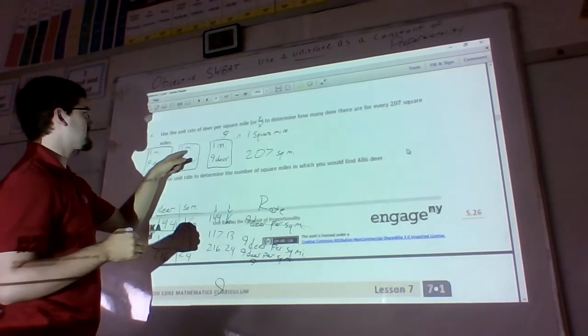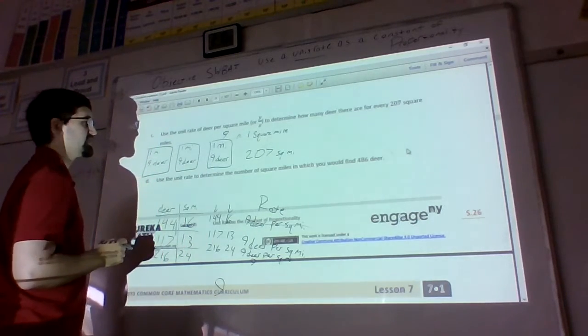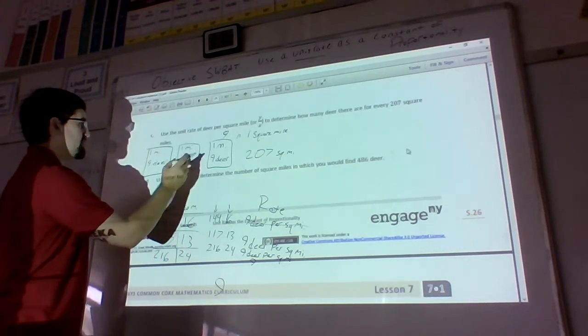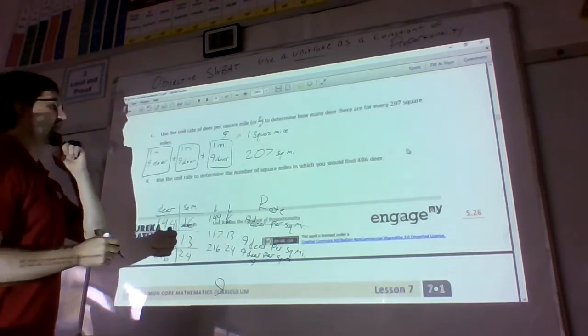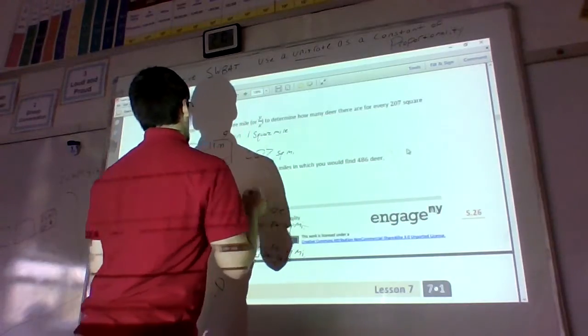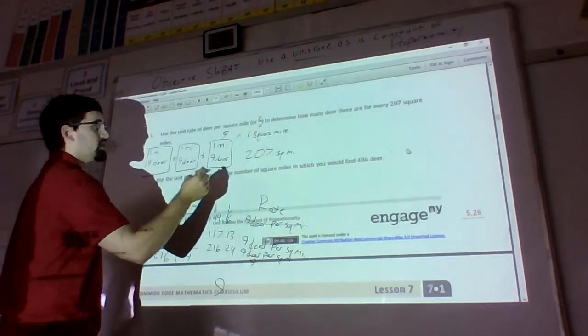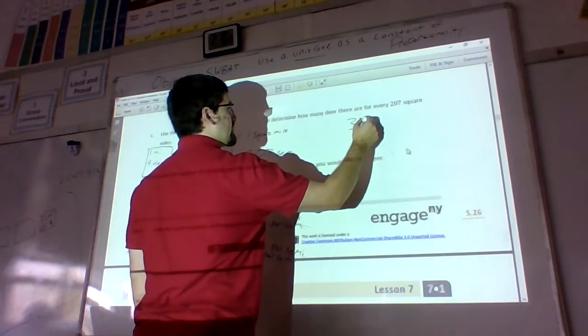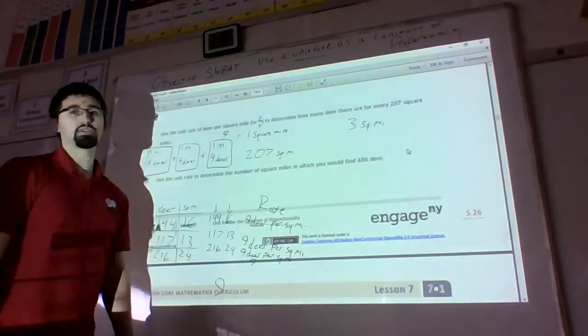So if we have 3 square miles, we can expect there to be 27 deer, or 9 plus 9 plus 9. So what way could we figure this out without doing this addition? What if we have 3 square miles? How many deer will there be?